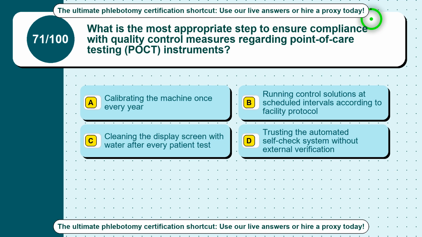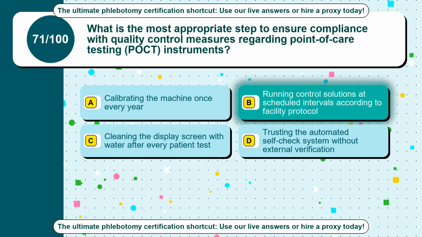Question 71. What is the most appropriate step to ensure compliance with quality control measures regarding point-of-care testing, POCT, instruments? Option A, calibrating the machine once every year. Option B, running control solutions at scheduled intervals according to facility protocol. Option C, cleaning the display screen with water after every patient test. Option D, trusting the automated self-check system without external verification.